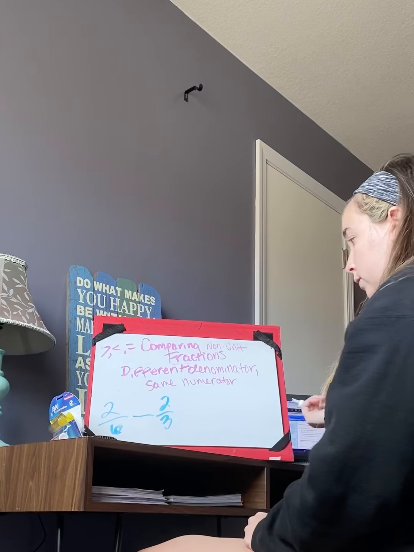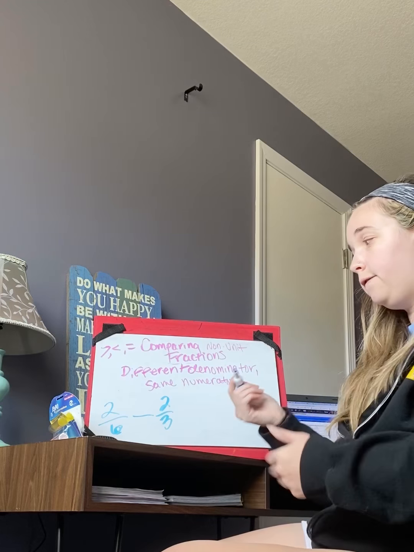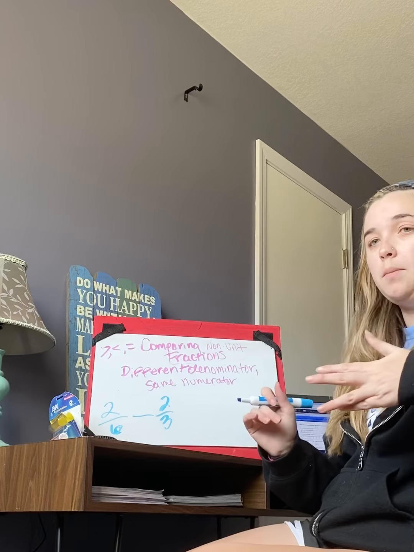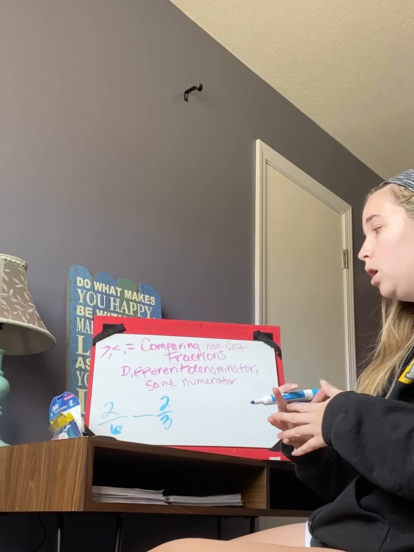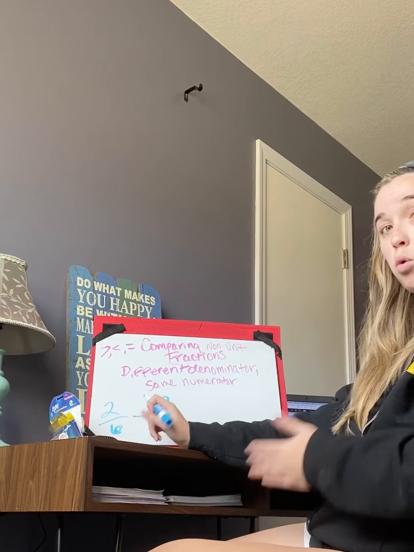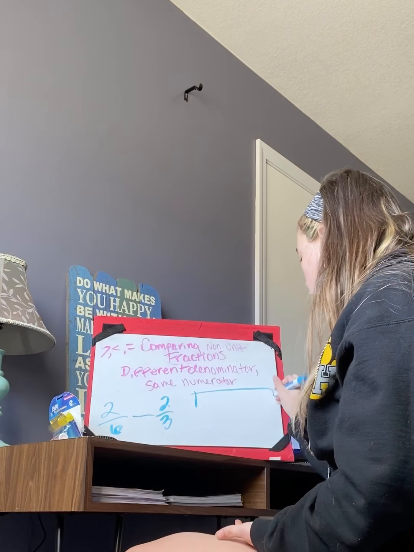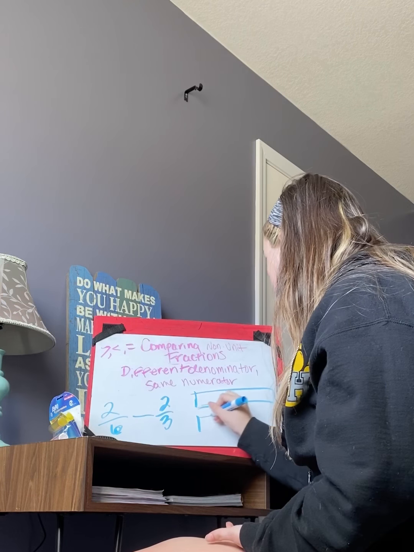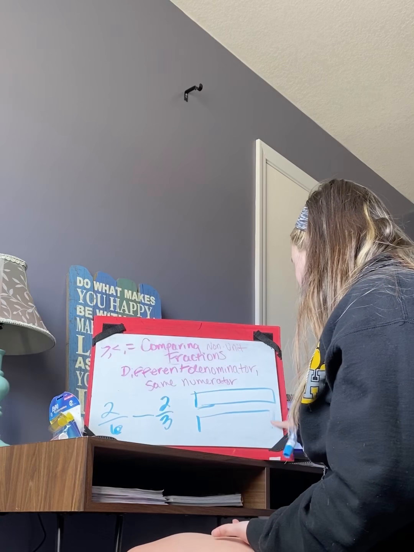Okay, so what you should have done is, if you can kind of tell this without drawing it, then I'm perfectly okay with that. The way you would know is that the 6 pieces are smaller because there's more of them. If you still need to draw it to see the visual of which one is bigger, then that's perfectly okay too.